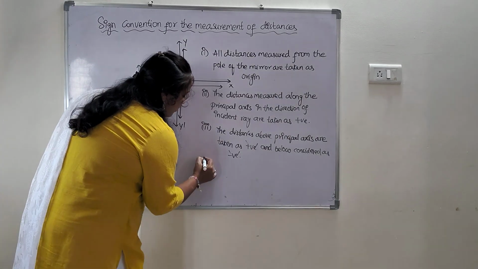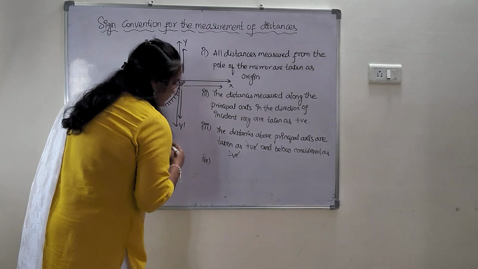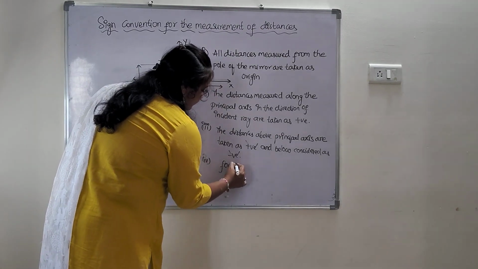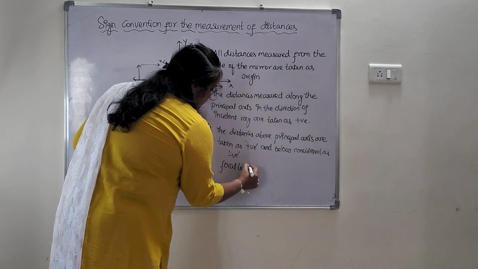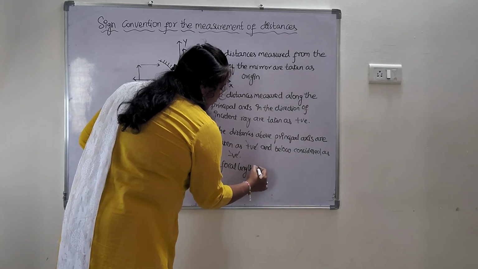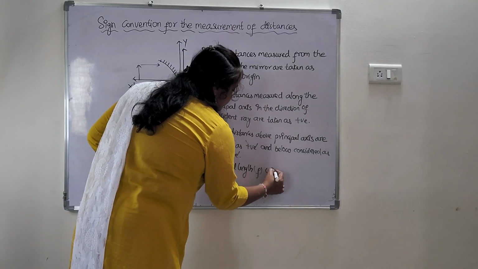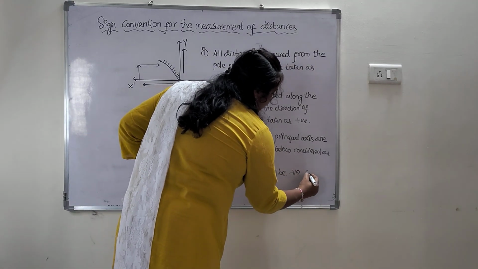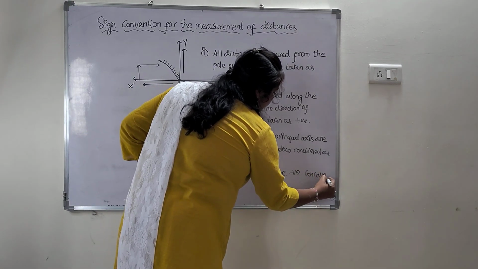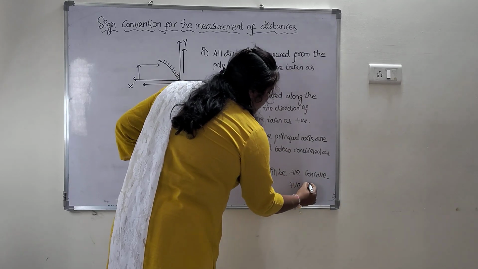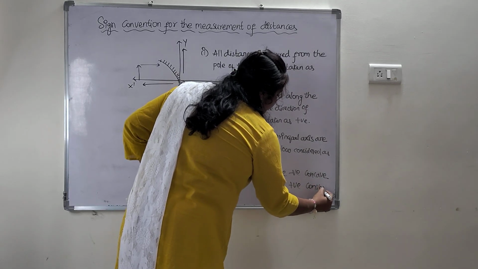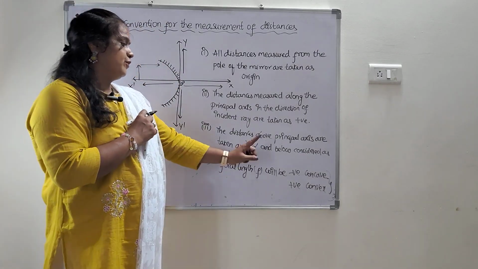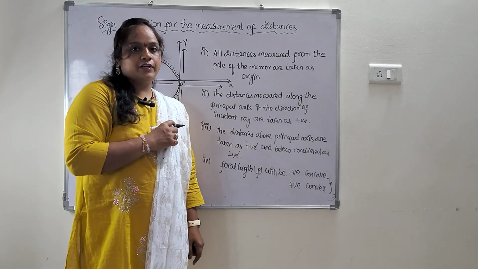Last but not least, rule number 4. What is rule number 4? Focal length f will be negative for concave mirror and positive for convex mirror. Focal length will be negative for concave mirror and positive for convex mirror.